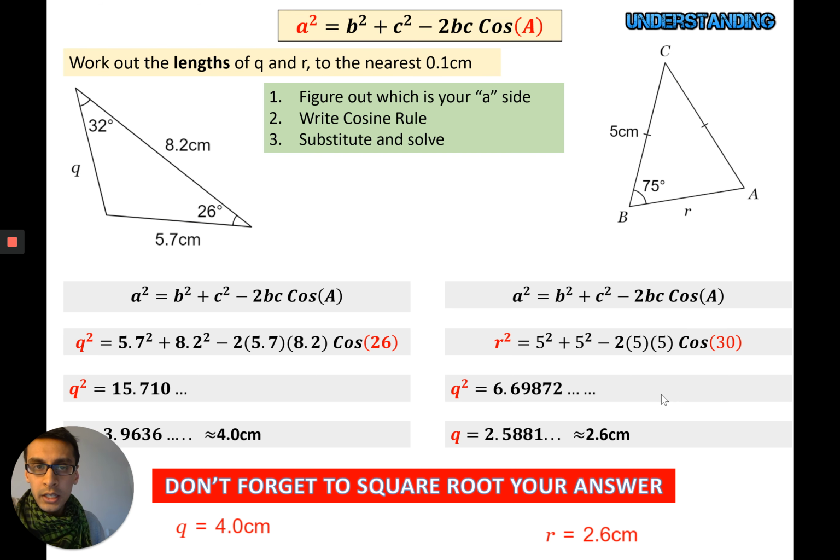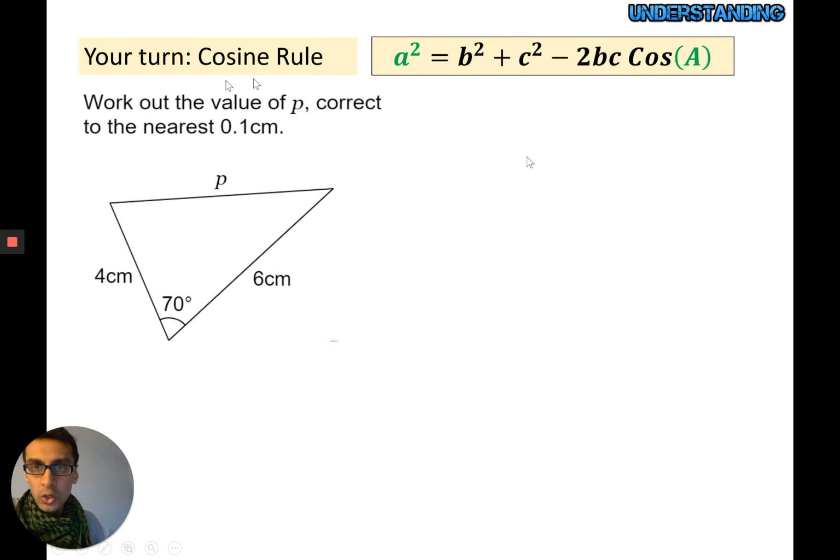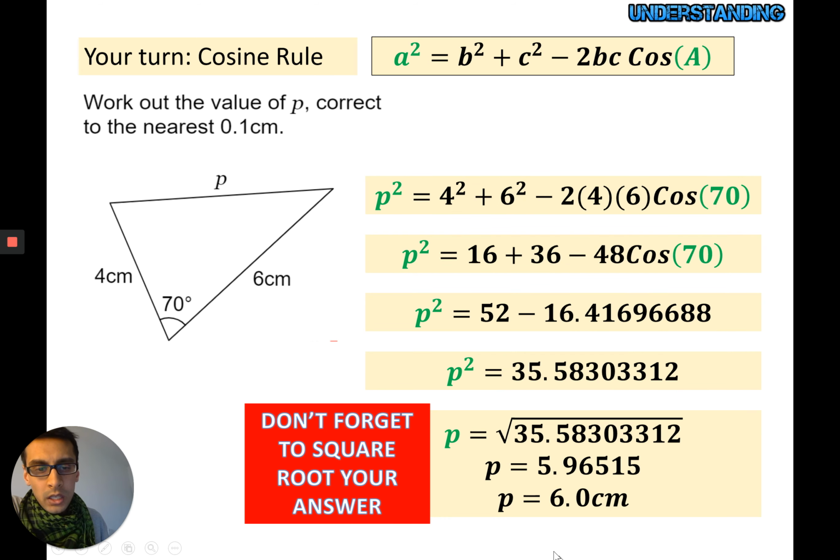We're going to look at an example that you are now going to try. So pause the video and try this question, and I'll go through it in 5 seconds. Okay, 3, 2, 1. So here's the working out. You should have got 6 centimeters for your answer.